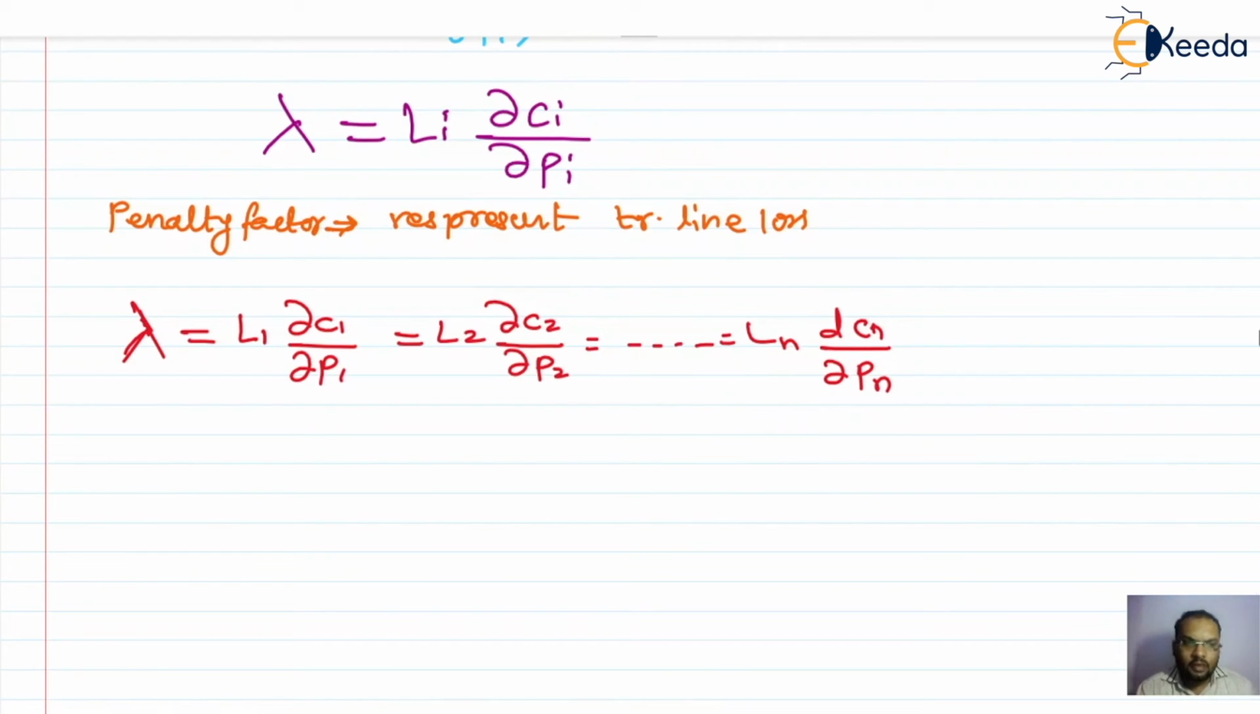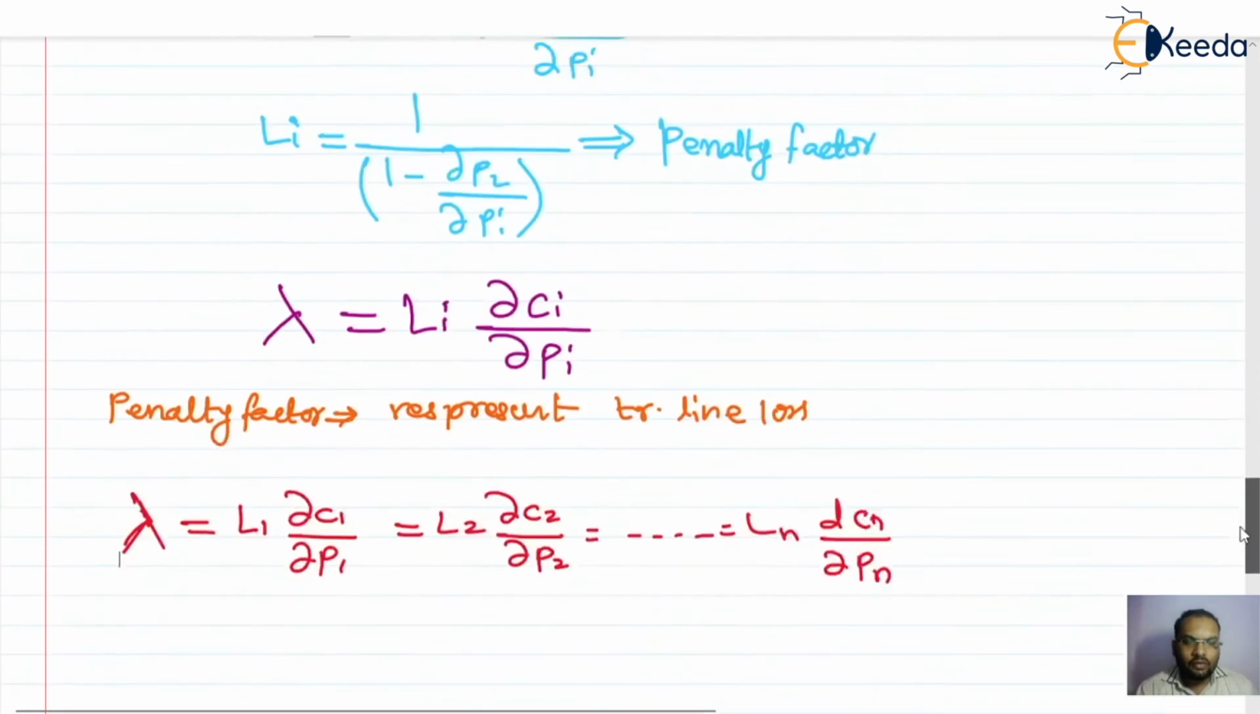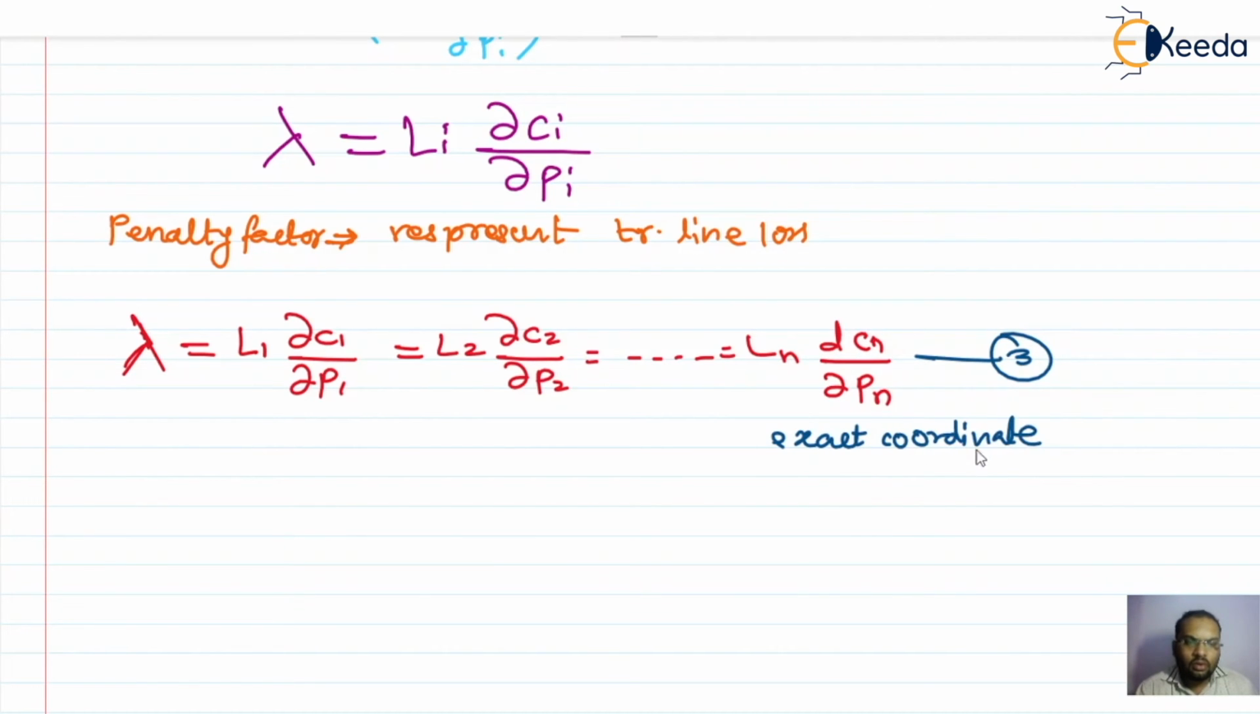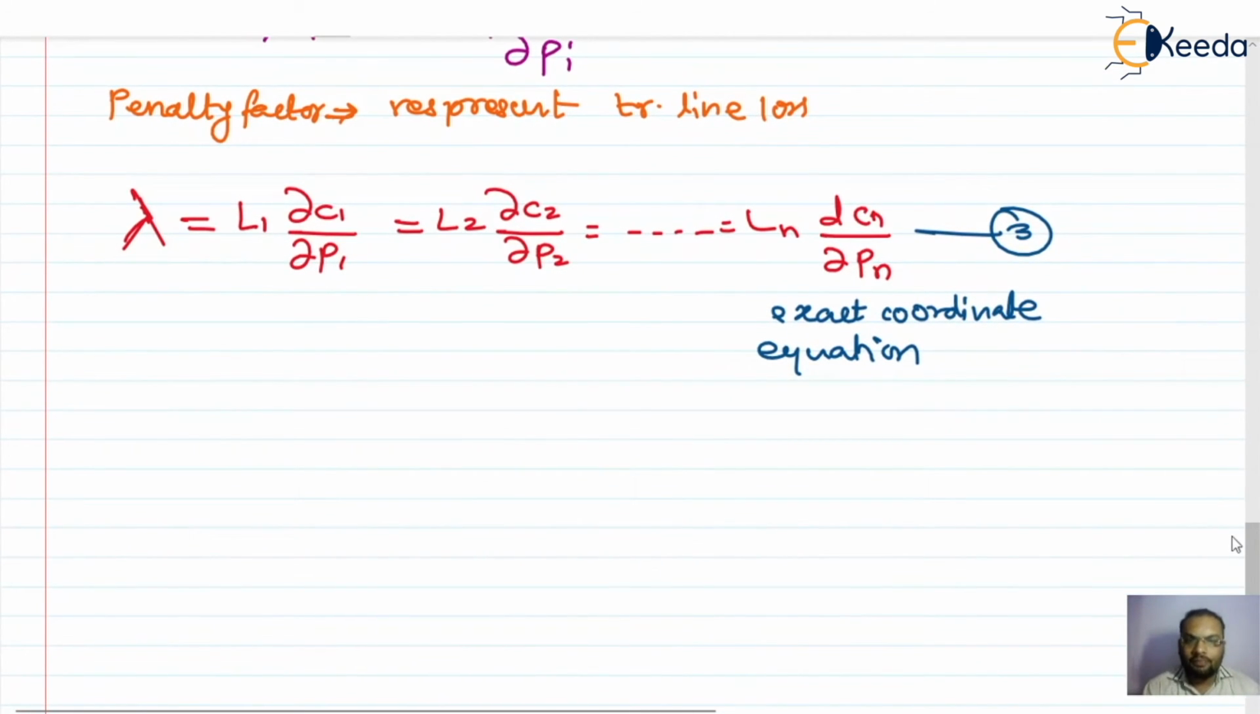Please keep this point in mind. Let me give the equation number as well. We have used 2, so we'll give it equation number 3. It is called the exact coordination equation. So what is your understanding from equation number 3? Equation number 3 says that in order to have optimum generation scheduling, earlier what we used to do was make the incremental fuel cost of all the generators the same.